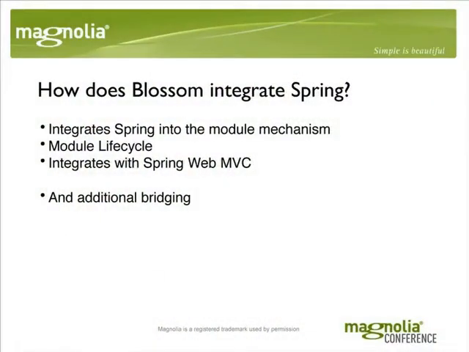So how does Blossom integrate Spring into Magnolia? First off, it integrates Spring into the module lifecycle, which is very important because this means that Spring will start up and shut down as part of a module within the module manager of Magnolia. Very important. And then it integrates Spring Web MVC. And it provides additional bridging for areas where Spring and Magnolia overlap, which mostly has to do with localization, locale resolution.